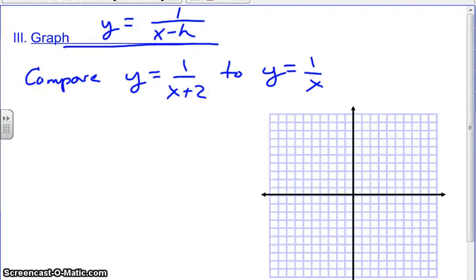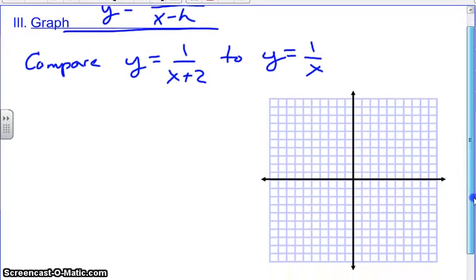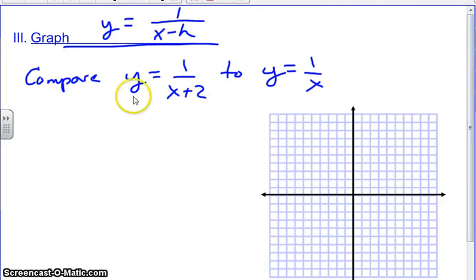Okay, so we're on day 2 of section 2. So we're still graphing rational functions. And now we are addressing what goes on when we change the expression in the denominator. And you had a little bit of this in your assignment from yesterday. Okay, so we're going to compare this function, y equals 1 over the entire x plus 2, to the parent function y equals 1 over x.